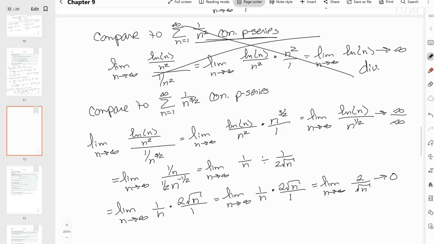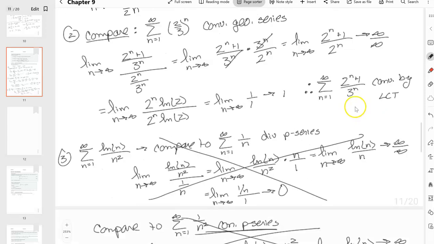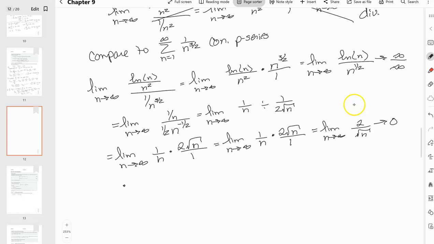So let's see what our theorem says about 0. If that limit of the ratio of the sequences goes to 0, and what we picked converges, then it forces the other one to converge. So it took us a little trial and error to get there, but we finally got there, and we can conclude that the sum from n equals 1 to infinity of ln of n over n squared converges by the limit comparison test.